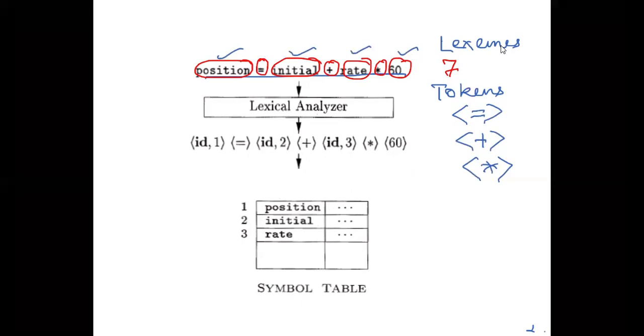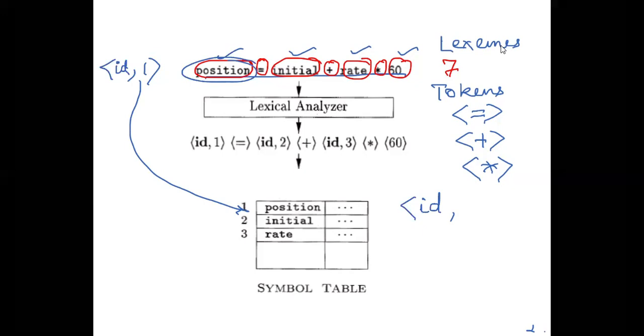If you look at position, initial, and rate, these are nothing but variables, so they are known as identifiers. We will represent the identifier tokens in this manner. We first write that it is an ID. This is for position, so we are writing the token for position. For position, it would be something like ID 1. What is this 1? This 1 is the location in the symbol table where position appears. So ID 1 is the token for position.